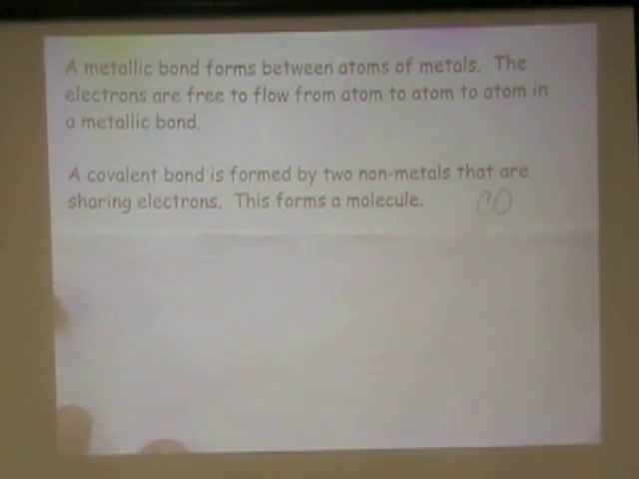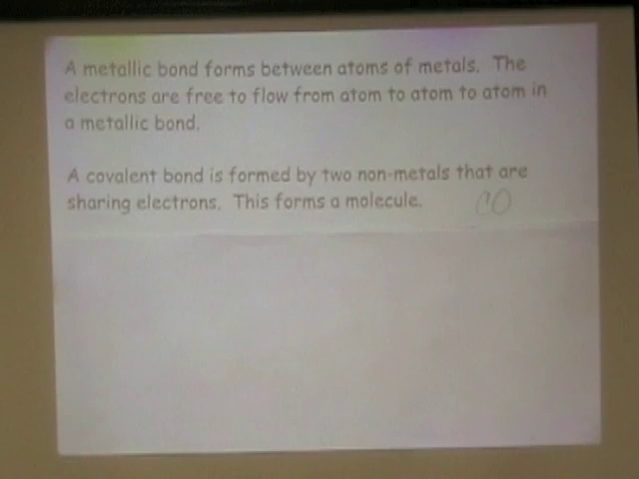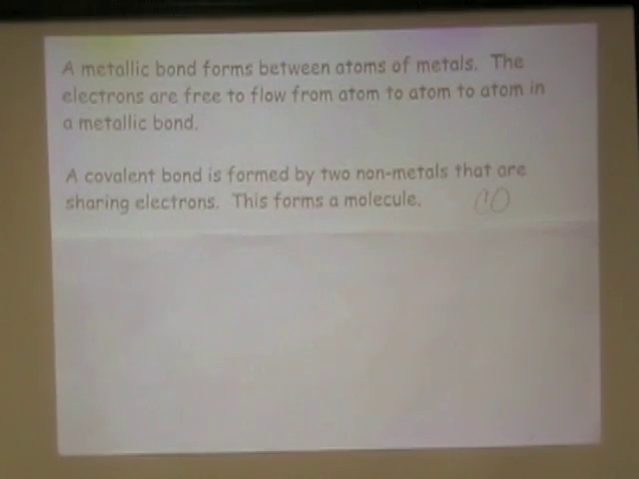Extremely simplistic, you guys. Let's keep this in mind, the way that I'm presenting this right now. A covalent bond is formed by two nonmetals that are sharing electrons. And we say that if two nonmetals are bound together by a covalent bond, this forms a molecule. So by definition, things that are held together by a covalent bond are called a molecule.